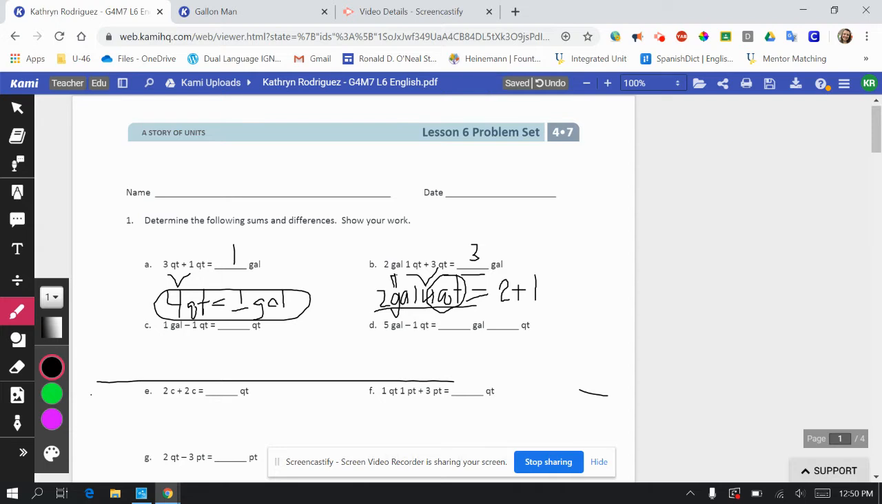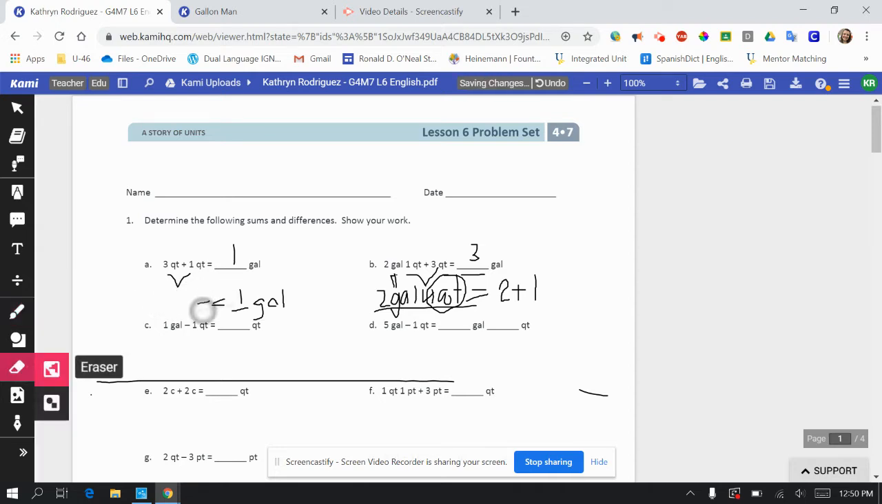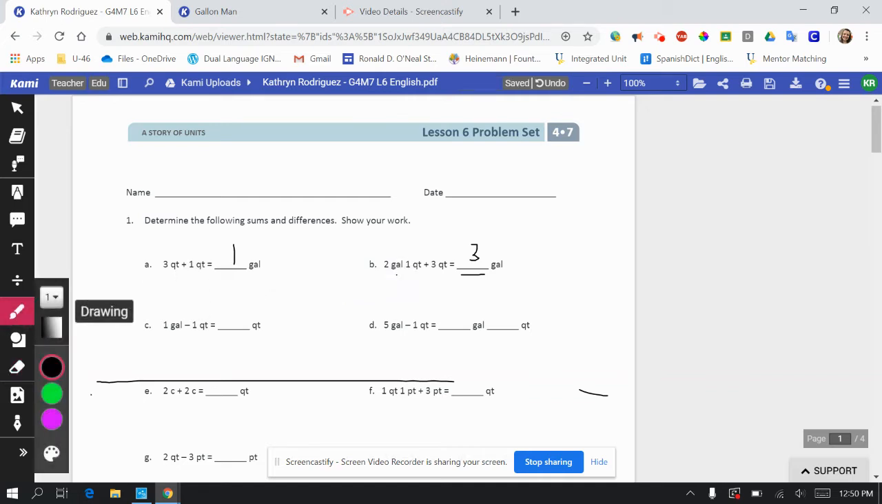I am going to erase this just to give me thinking room. But in your workbook, you should have plenty of room and be able to leave that thinking there. On to the next one.